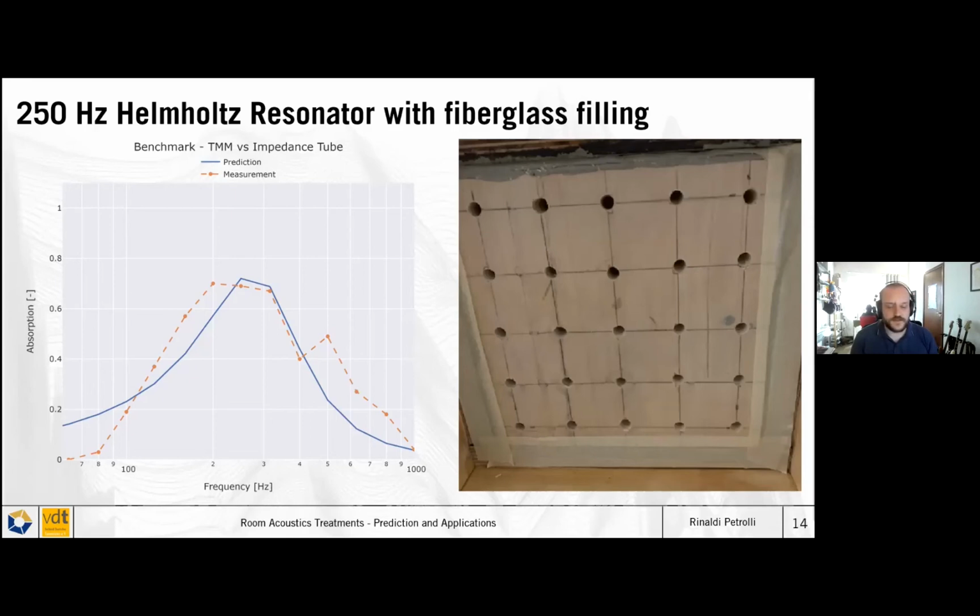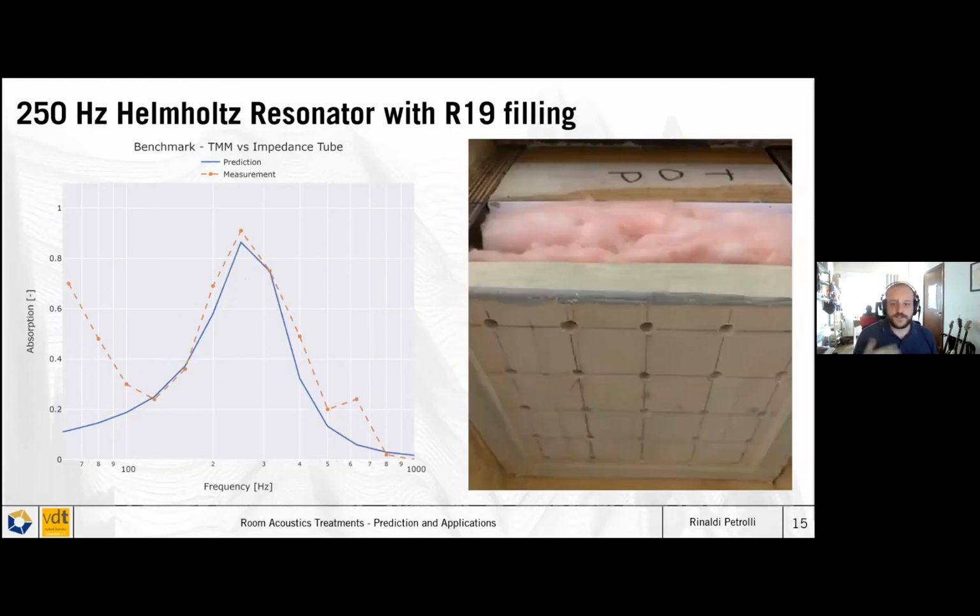So this is a generally high flow resistivity material. And we can see that once we change the filling, now this is the same treatment, but instead of having fiberglass, we have R19, which has a much lower flow resistivity. And it's interesting to see that the efficiency at low frequencies generally increases whenever we have a lower flow resistivity. And we will get more to that on other slides.